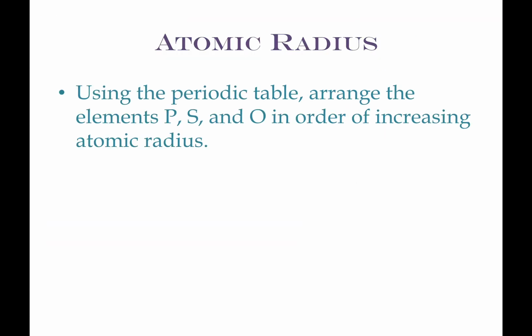So let's try. Use your periodic table, pause this, and arrange in increasing atomic radius, that means from smallest to largest for those that are just tuning in, phosphorus, sulfur, and oxygen. Pause it. So O is smaller than S, which is smaller than P. So phosphorus is the furthest to the left and down, and that is why it is the largest.